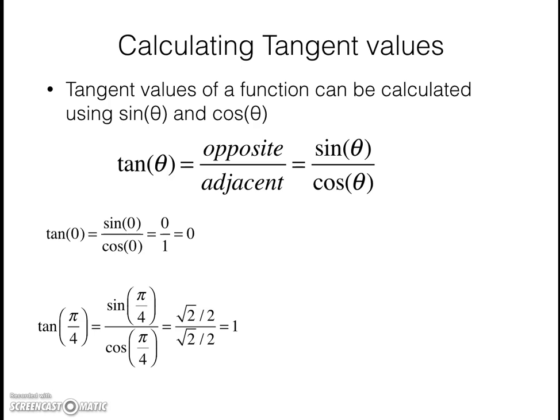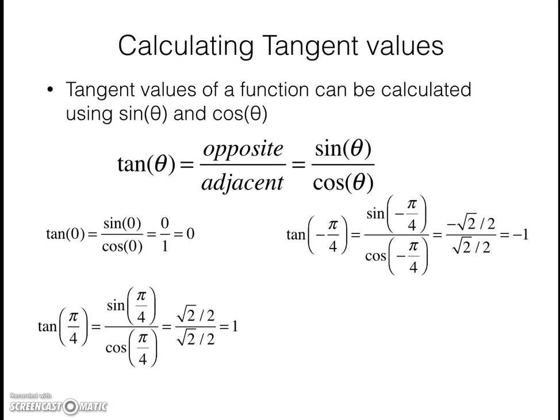The tangent of pi over 4 is going to be the sine of pi over 4 divided by the cosine of pi over 4, so that's going to be equal to positive 1. The tangent of negative pi over 4, we're in the fourth quadrant here, so the sine is going to be negative radical 2/2, and the cosine is going to be positive radical 2/2, and that's going to be equal to negative 1.